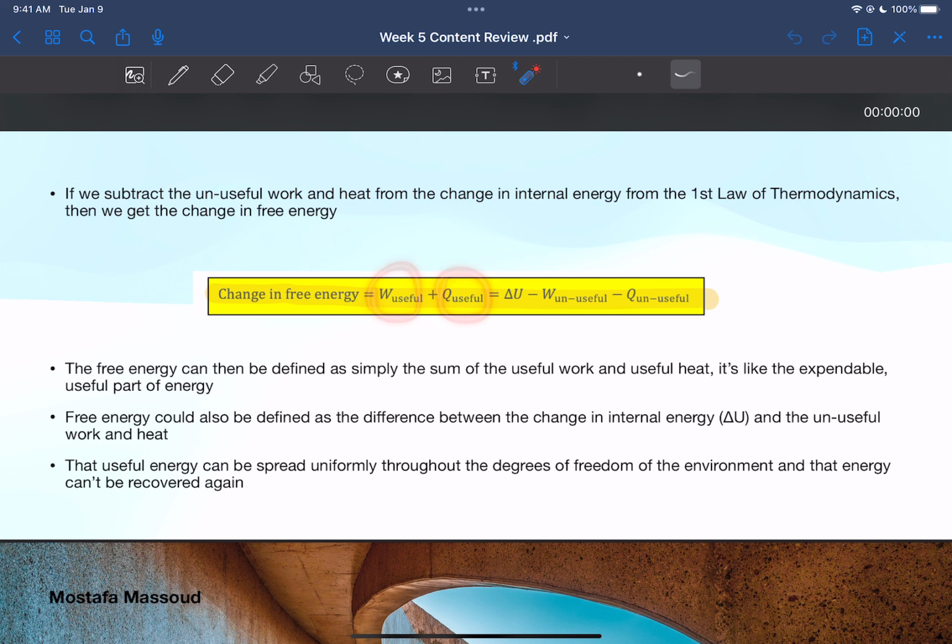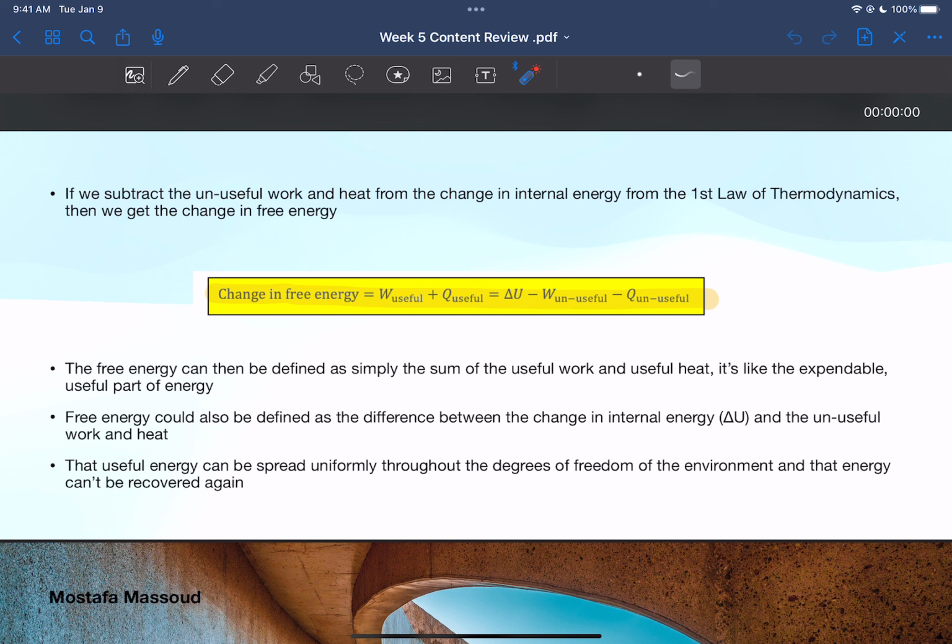Sum of the useful heat and the useful work, or the difference between the change in the internal energy and the unuseful work and the unuseful heat, right? This equation, this concept right here, this idea of useful, unuseful energy. It's nice to kind of understand. It's nice to know. I don't think it's a horribly difficult concept to understand, but you won't.